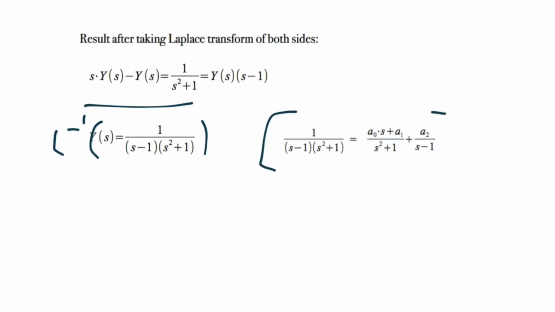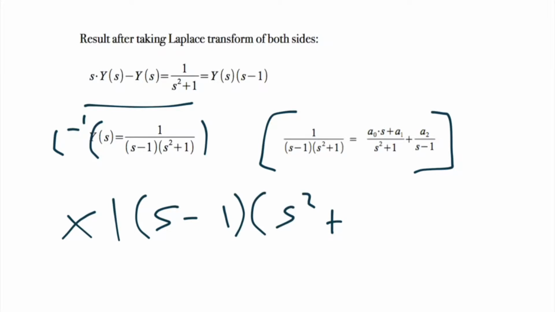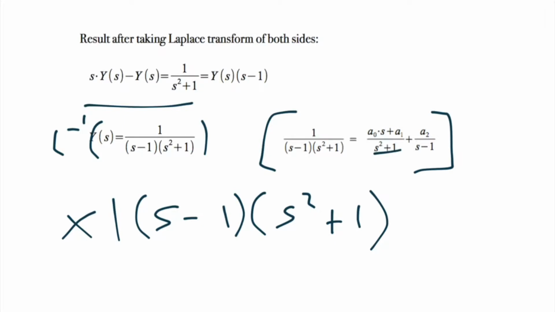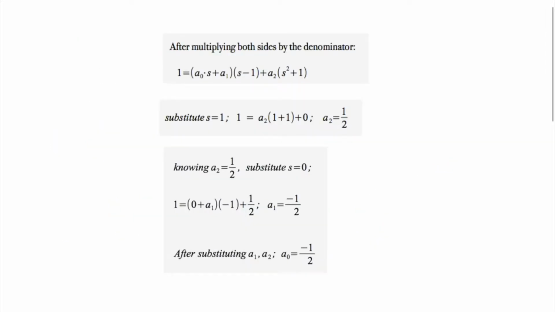Basically, you write the fraction in this form where a0, a1, and a2 are constants. Then we're going to solve for a0, a1, and a2. The first step in that would be multiplying by the denominator. So I multiply by (s minus 1) times (s squared plus 1) on both sides, and this is what I get. After multiplying both sides by the denominator, that is your equation. The denominator terms will cancel out here, and you're left with this.